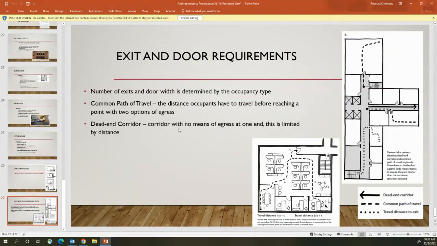And then a dead-end corridor is a corridor with no means of egress at one end. This is limited, so you want to avoid these as you go through it because basically someone going down this way, when they get to this wall, they can't exit and they have to turn around and it costs them valuable time as they go through. So another thing to keep in mind as you are designing.